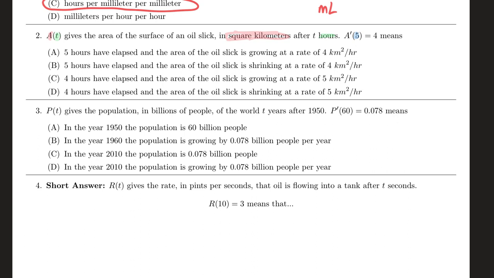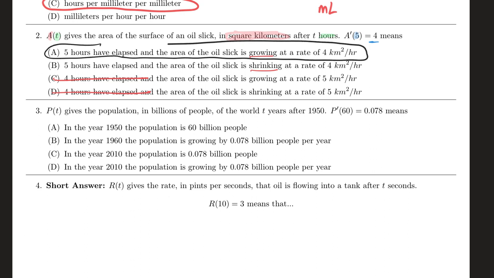So right away, that tells me C and D are not right, since they have to do with 4 hours elapsing. Now the only difference between A and B, now that we know it's 5 hours that have passed, is one has the oil slick growing and one has it shrinking. Well, if the rate is 4, and 4 is a positive number, and whenever my rate is positive, that means things are getting bigger. So my final answer is going to be A, because 5 hours have passed, the rate is 4, and because 4 is a positive number, it's growing.